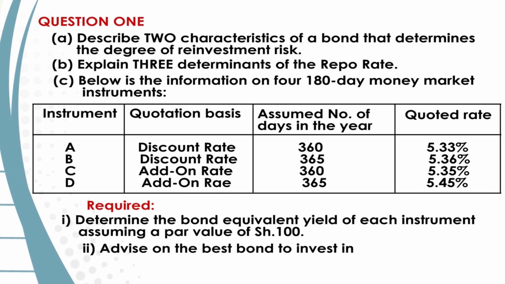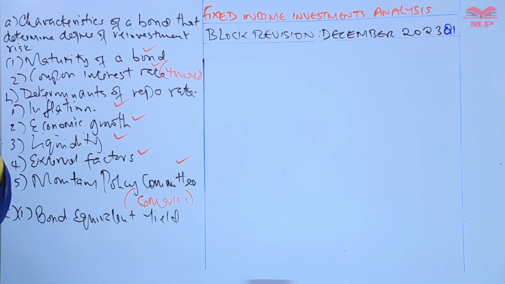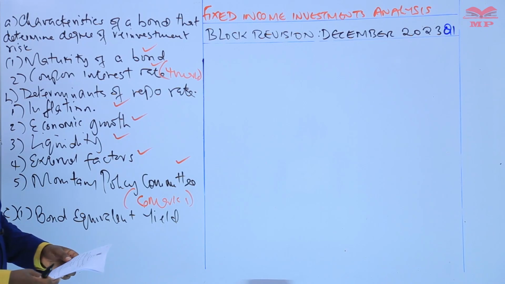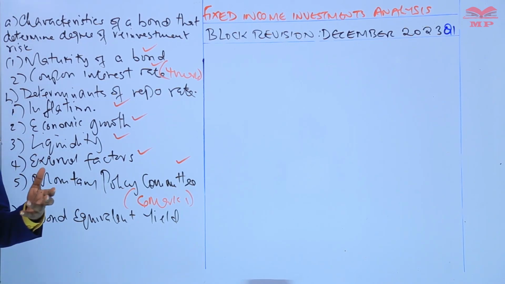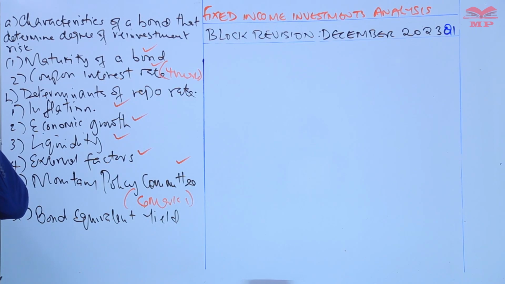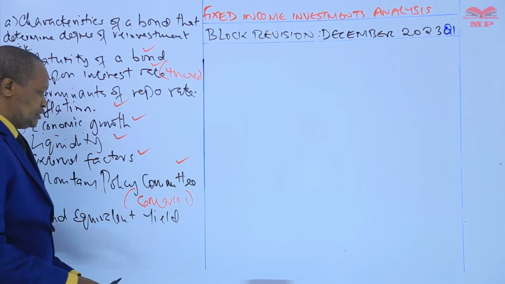Now, candidates, a bond equivalent yield, the BEY, is a metric that is used to compare the annual returns of fixed income investments, especially those with interest payments made more frequently than annually. It could be semi-annually, quarterly, monthly, and so on. And it essentially expresses the interest rates on the investments as an annual percentage yield.